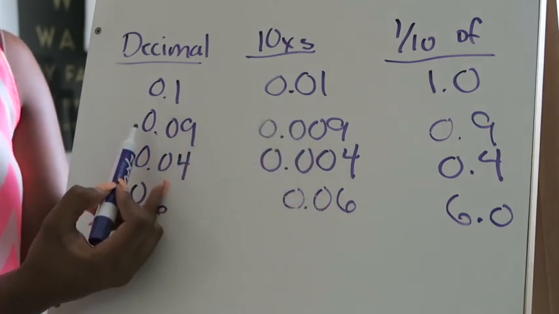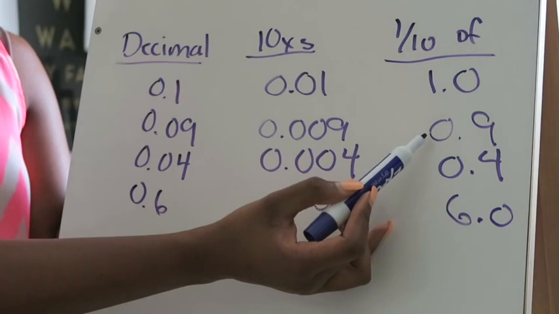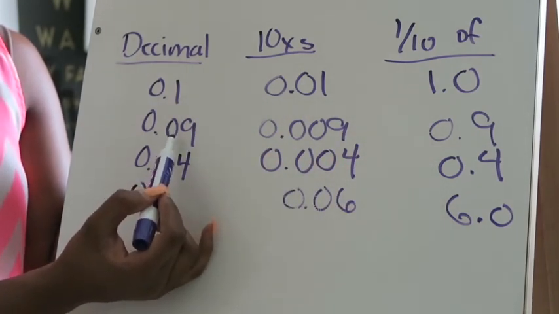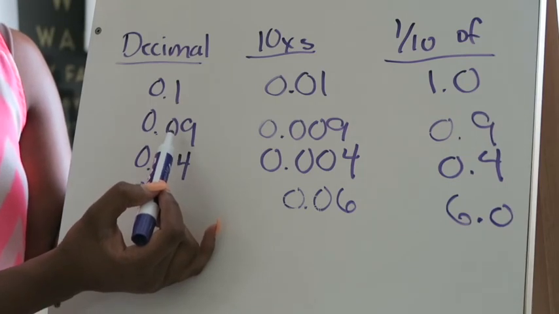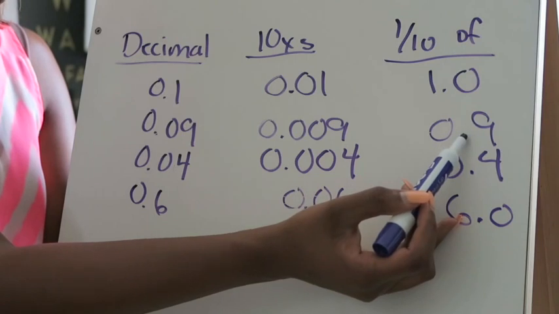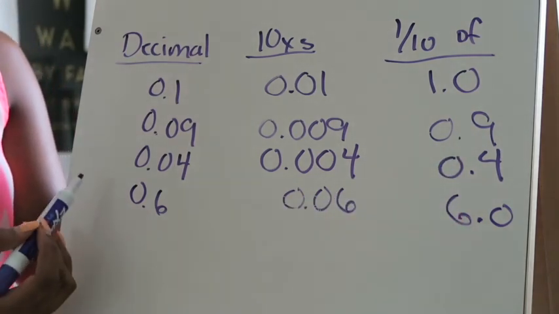Then you go back, you're going to look at your 9 hundredths again so that you can complete this column and ask yourself, well, what number is 9 hundredths 1/10 of? And you should realize that 9 hundredths is 1/10 of 9 tenths. So you would write 9 tenths in that column.